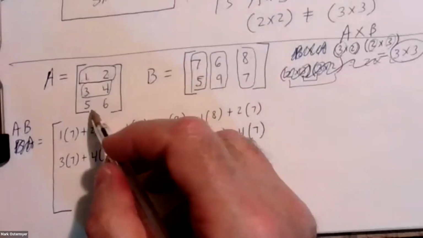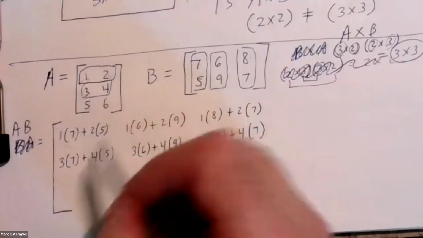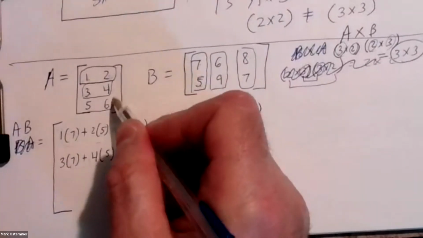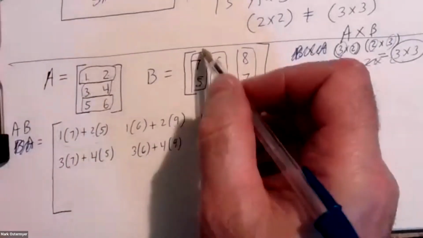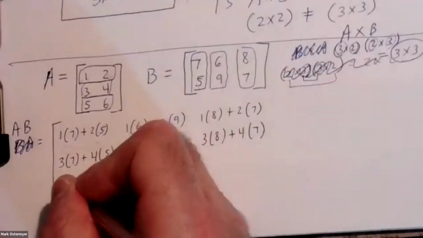Now we're done with row 2, move down to row 3. The 3,1 entry of the product matrix is found by taking row 3 of matrix A and multiplying it by column 1 of matrix B. 5 times 7 plus 6 times 5.